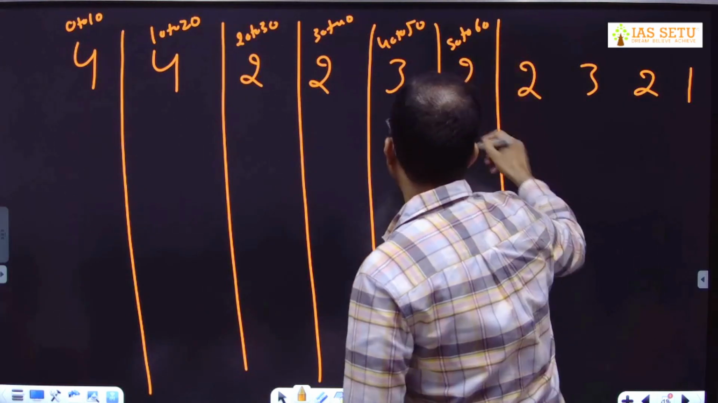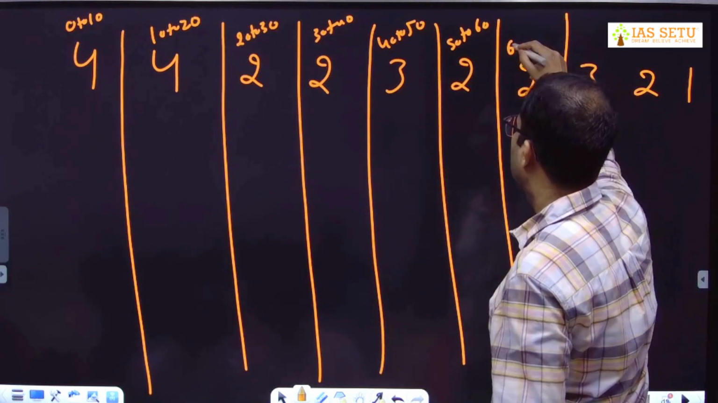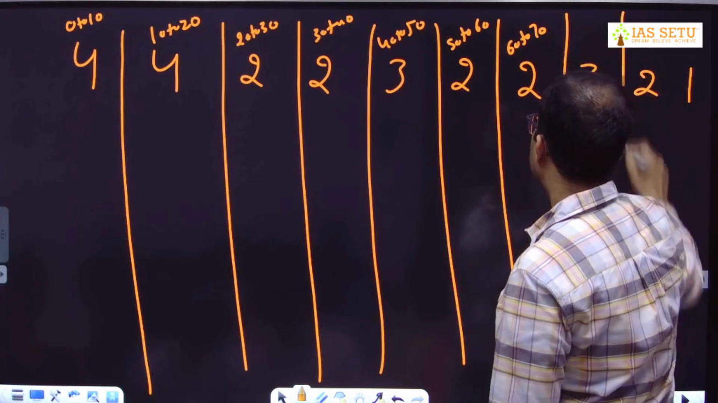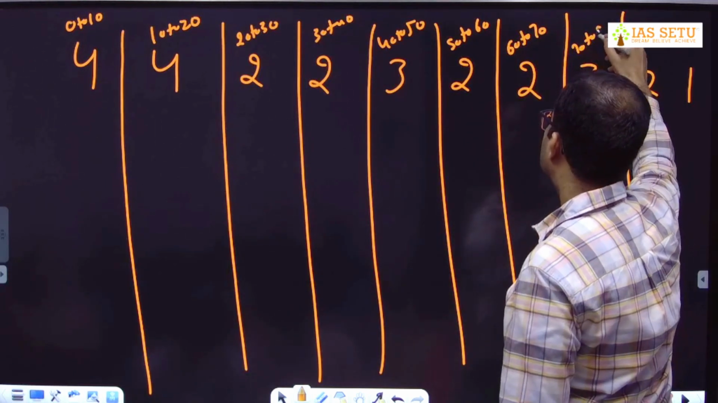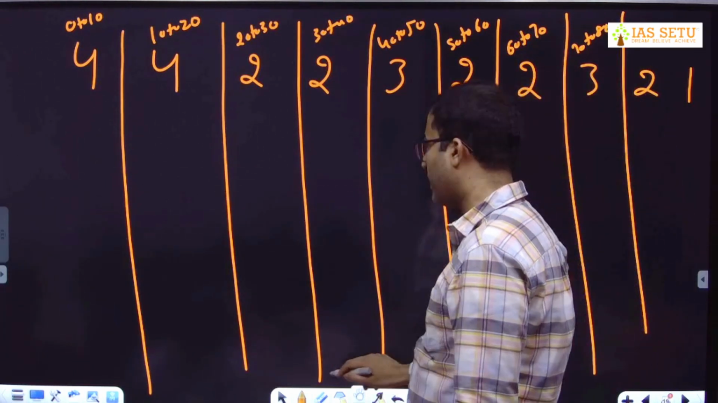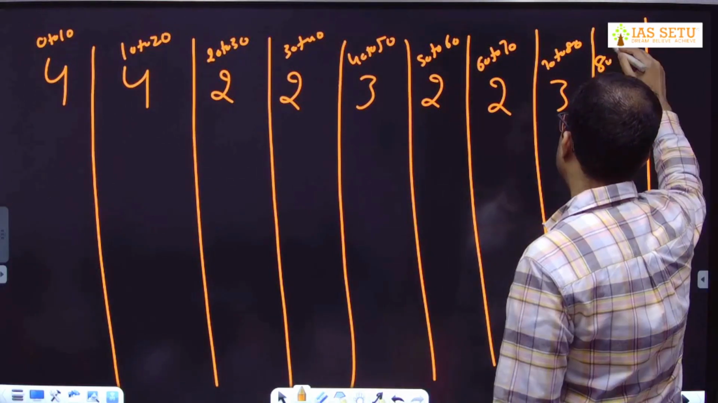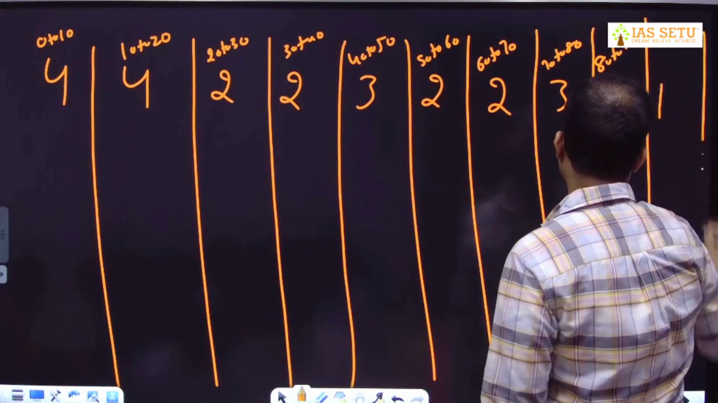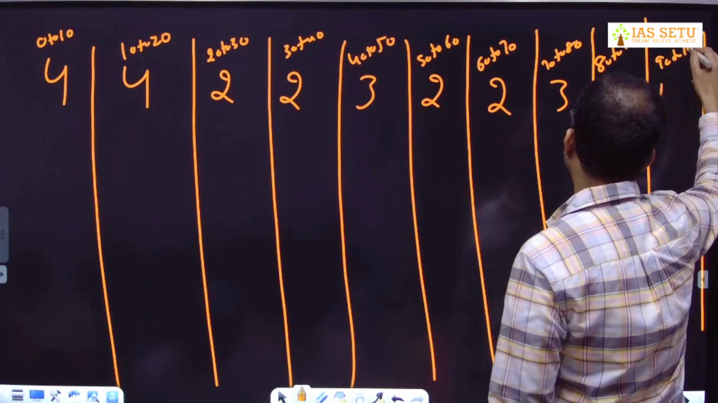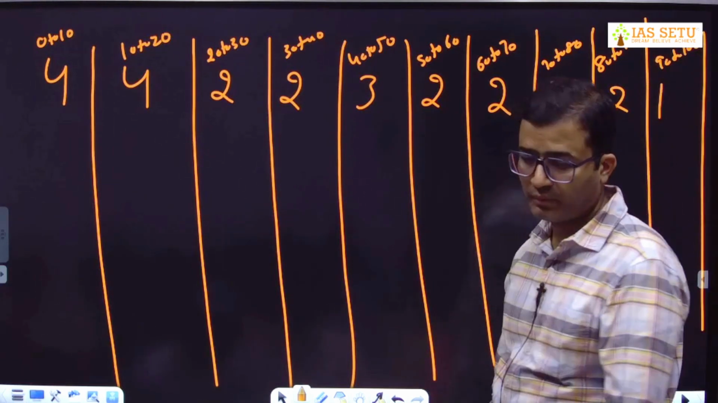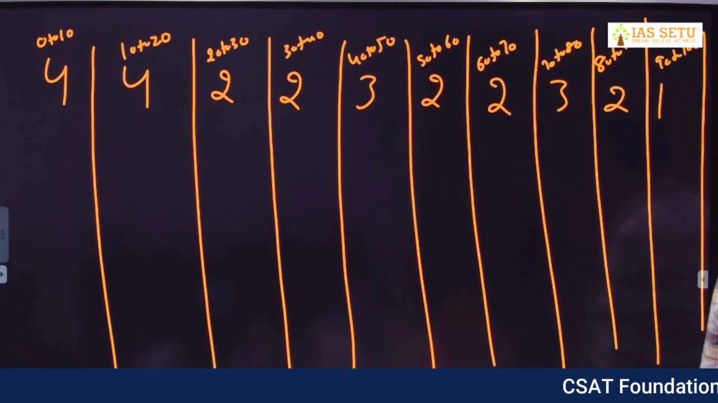50 to 60 you have 2 prime numbers. 60 to 70 you have 2 prime numbers. 70 to 80 you have 3 prime numbers. 80 to 90 you have 2 prime numbers. 90 to 100 you have 1 prime number. I give the list.